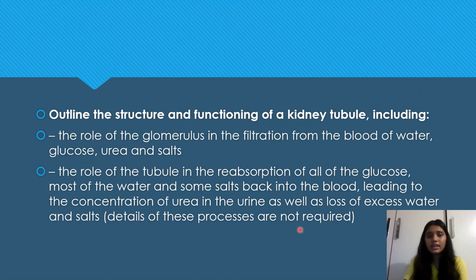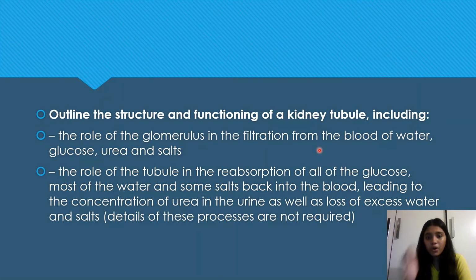Okay, so basically the role of the glomerulus in the filtration of water from the blood. In the kidney, in the cortex, you have these folded structures called the glomeruli. These have pores in them, and that is where ultrafiltration occurs. Ultrafiltration is when a solution is filtered through these pores. Blood is filtered through the glomeruli, and water, glucose, urea, and salts pass through.